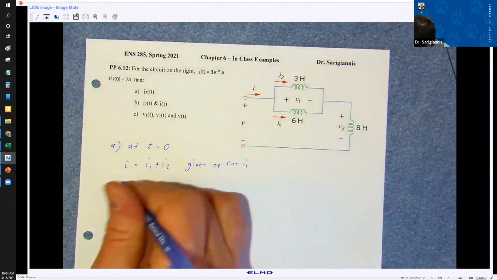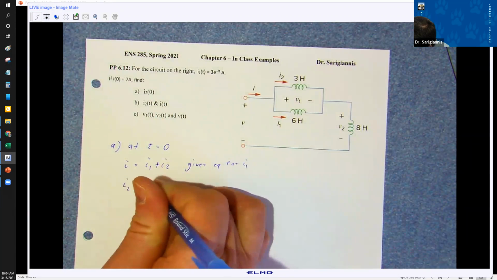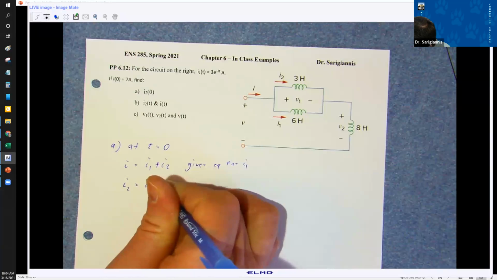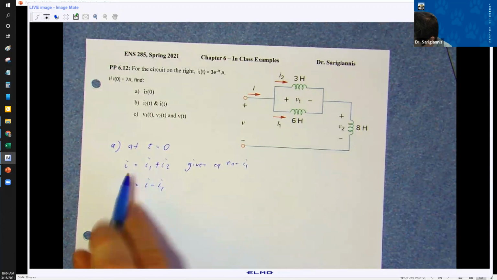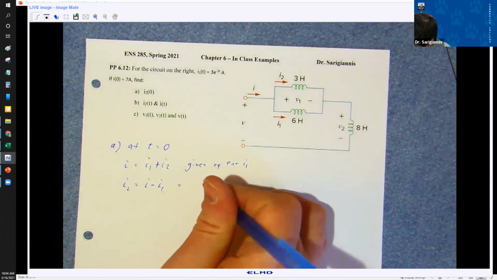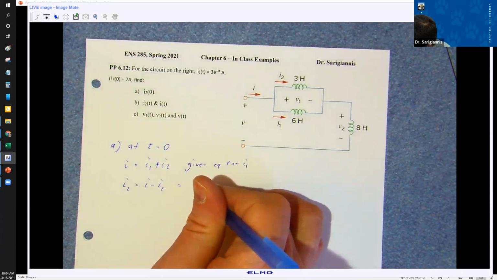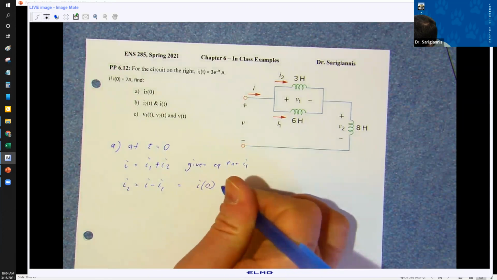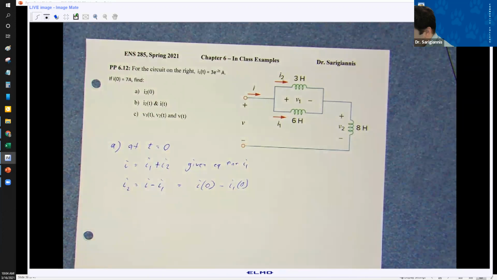So I'm going to rearrange this. I2 equals I minus I1, right? We know what I is. So let's write this out. We've got I of 0 minus I1 of 0.